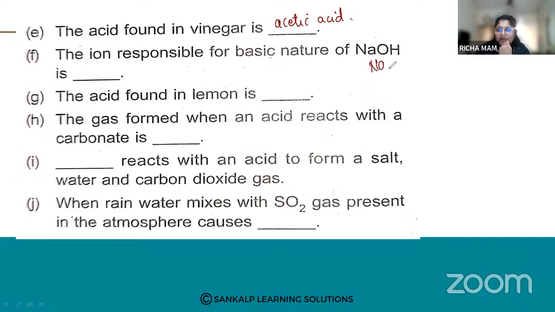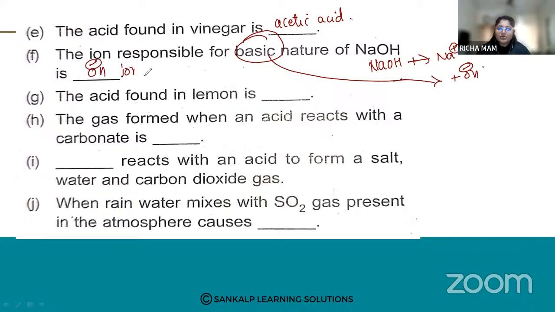Yes, NaOH, when it is added in water, it will dissociate into Na plus and OH minus. So the basic nature is due to the OH ions, or you can say hydroxide ions. Fine. The acid found in lemon is, so which is the acid found in lemon, students? It is the citric acid. Okay, it is the citric acid.